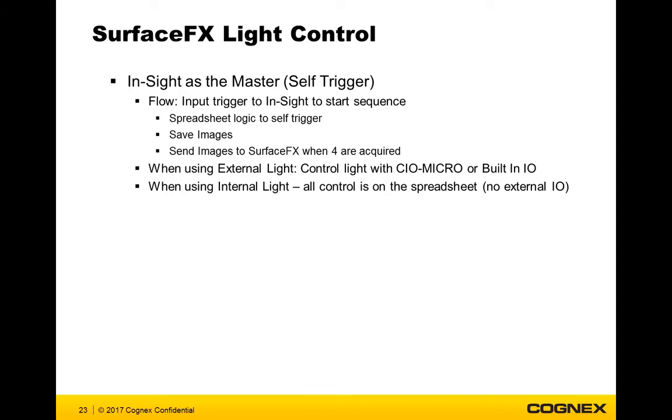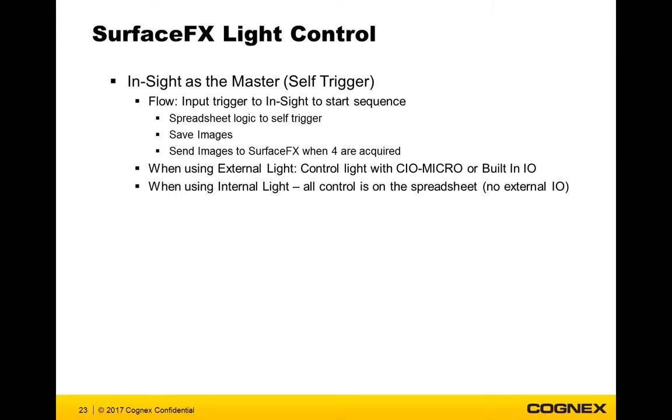Now, when you're controlling an external light with Insight as the master, you can control the light with a CIO micro or a built-in IO, because to turn on an external light would be a discrete output. Turn the discrete output on or off. All right, and Insight will take care of that. Insight will turn on each discrete output depending upon which light should be on at that time.